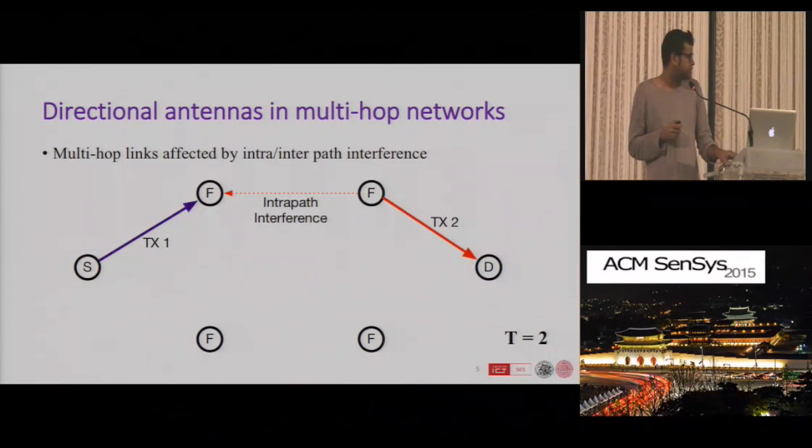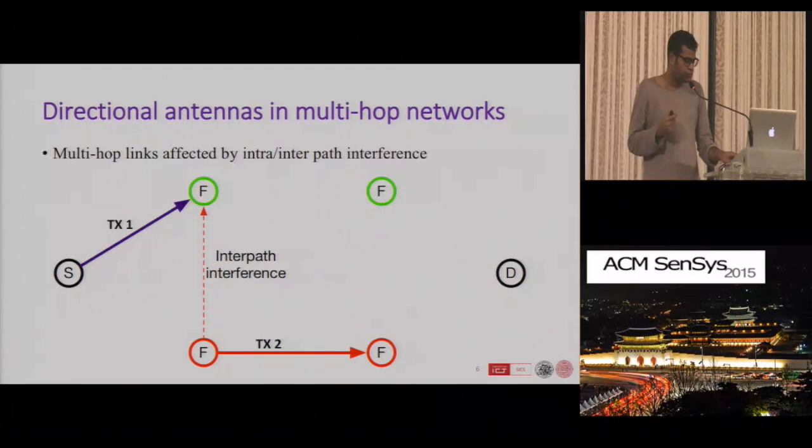If you see the transmissions here, TX1 and TX2, these two transmissions happen at the same time. And the transmission TX2 could interfere with the intended transmission TX1. Since this is part of the same path, this is called intrapath interference. It is also possible that two separate flows interfere with each other. Here in the slide, the nodes in red are part of a separate path, and the nodes in green are another path. So here the transmission TX2 from the red path interferes with the transmission that happens on the green path. Since these are two separate flows, this is called interpath interference.